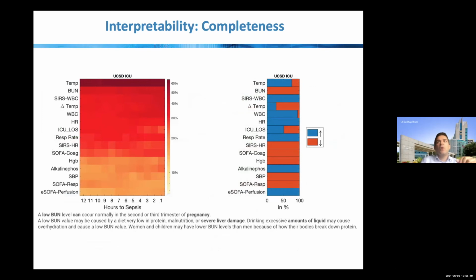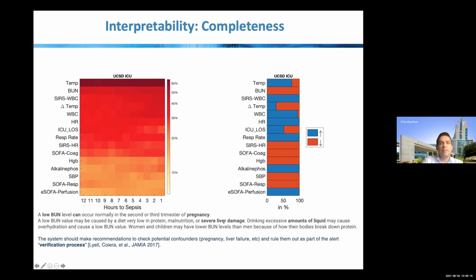Okay, you could also do that by simply using Google's knowledge graph, and we have done that in some of our cases. Here is a case where the algorithm says that the patient's BUN is abnormal, and when you do a simple Google search, Google says that abnormality of BUN can happen during the third trimester of pregnancy or in patients with severe liver damage.